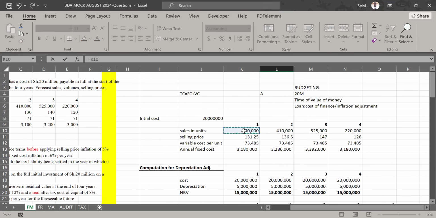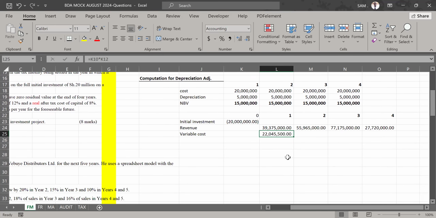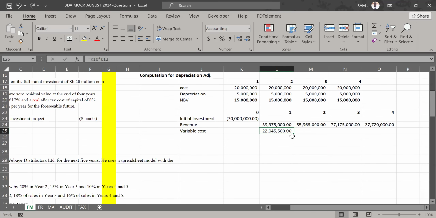So the number of units is 300. Variable cost per unit for year one is 73. So I just refer to that cell. After I've done that, control enter, I have my variable cost for year one total. Then I just drag to year number 4 like that. That's my variable costs for all the 4 years.